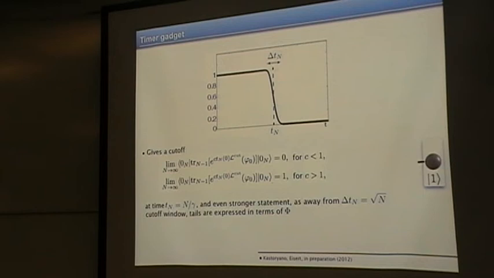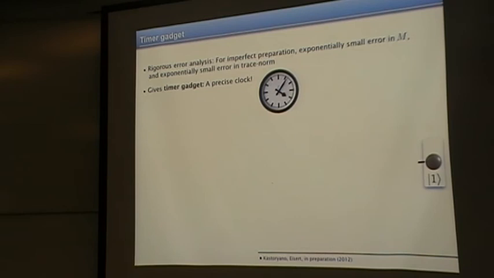And this is a clock. You can do a rigorous error analysis for imperfect preparation, and it still works. It gives a timer gadget, a precise clock for doing things, but not a clock that you as an experimentalist got from the outside. You're not intervening, you're not introducing extra noise.